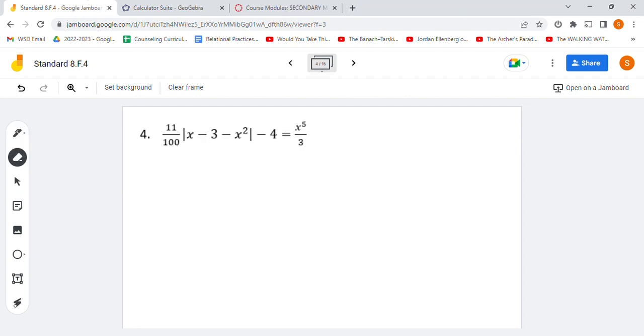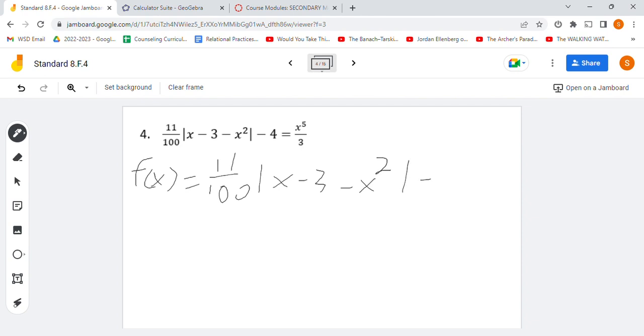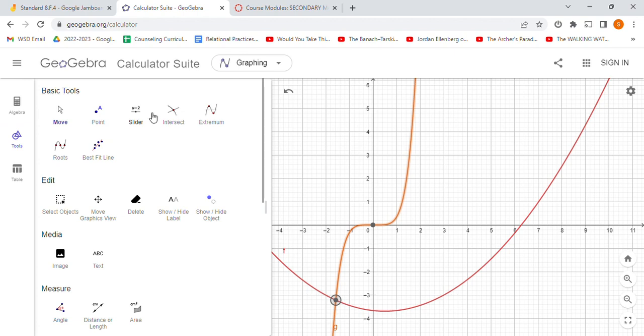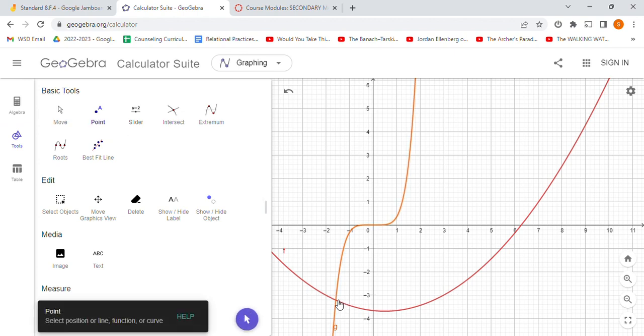For our next equation, we're going to separate this out again. On the left, we have f of x equals 11 over 100 times the absolute value of x minus 3, minus x squared minus 4. And over here on the right-hand side, we have g of x equals x to the 5th divided by 3. We have those graphed here, and we can see that the 2 intersect down here at the bottom left.